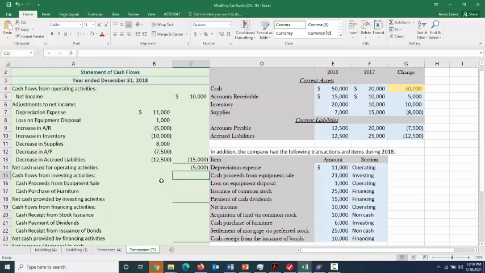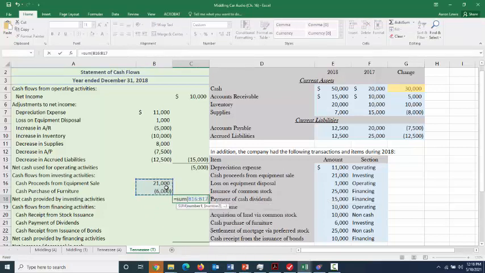So the cash proceeds from the equipment sale, going in the left hand column, was $21,000. We got that money for selling that equipment, which means our cash flow has to be going up. For the cash purchase of furniture, we are spending that money, which means our cash flow has to be going down. And in total, the net cash provided by our investing activities, our activities related to our non-current assets, is an increase of $15,000.